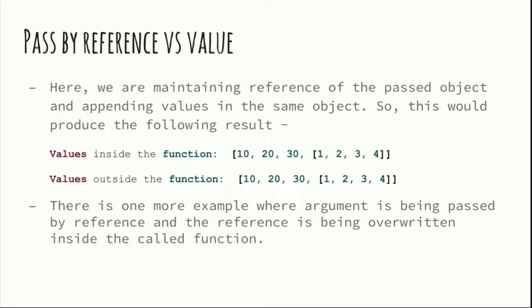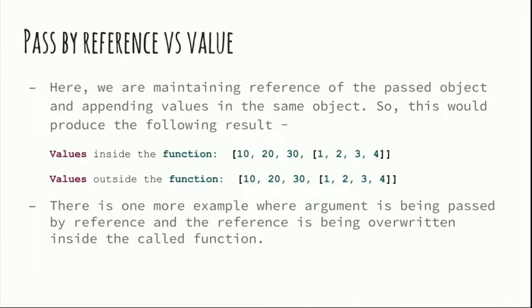Passed by reference versus value. Here we are maintaining the reference of the passed object and appending the value in the same object. So this would produce the following result. Value inside the function: [10, 20, 30, [1, 2, 3, 4]]. Value outside the function: [10, 20, 30, [1, 2, 3, 4]].